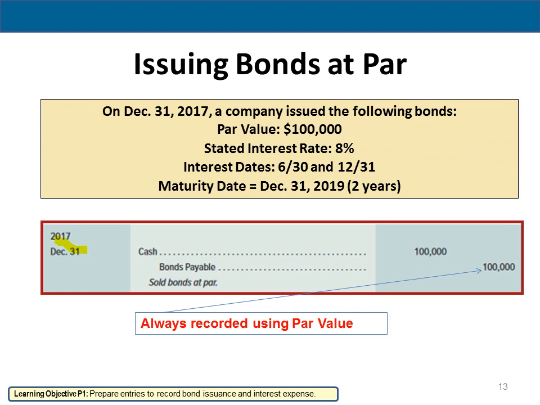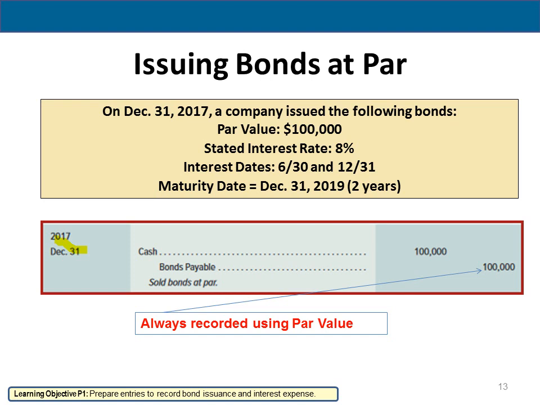On December 31st, 2017, a company issued the following bonds. Par value equal to 100,000, and please take care that par value can also be called principal value or face value. So this is the amount of money that the company will borrow, which is $100,000. The stated interest rate, also called coupon interest rate, is 8%. Interest dates will be end of June and end of December. This means 2 times per year, so the interest is paid semi-annually. The maturity date is after 2 years, which is on December 31st, 2019.